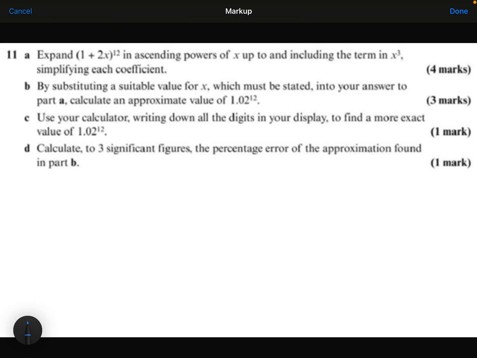Expand (1 + 2x)^12 in ascending powers of x up to and including the term in x cubed, simplifying each coefficient. So we'll start with 12c0, 1 to the power 12, (2x) to the power 0. That's our first term. Our second term, 12c1, 1 to the power 11, (2x) to the power 1.